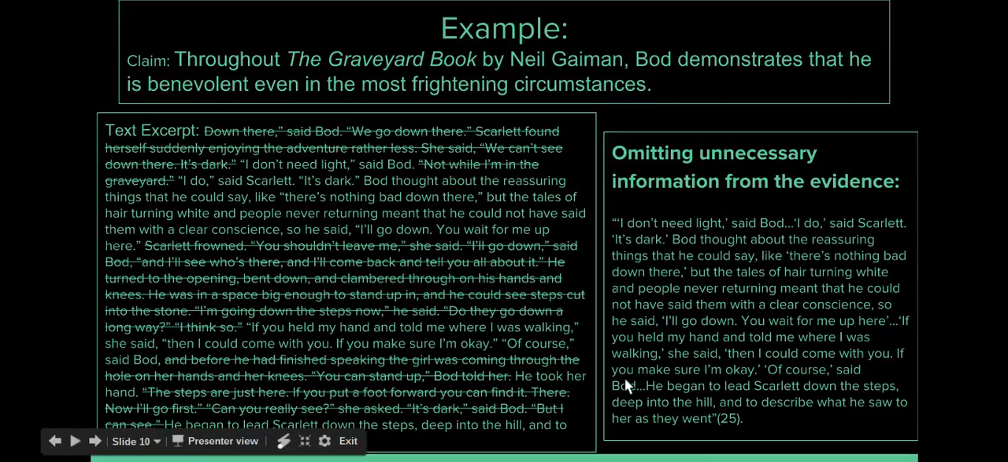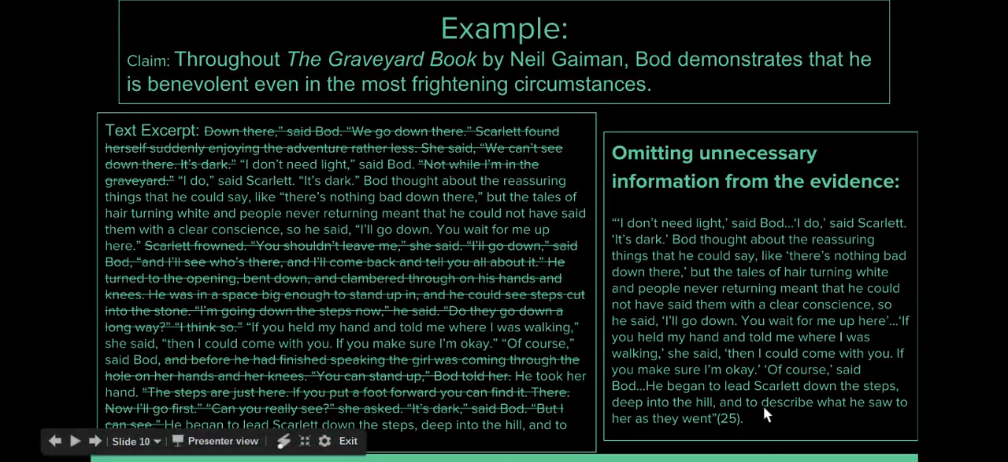"Of course," said Bod. So again, this is more evidence that's going to help prove he's benevolent, and I'm taking out all the pieces I don't need. And again, I'm going to use another ellipsis to cut out some of the parts I don't need and go right to the parts I do. He began to lead Scarlet down the steps, deep into the hill, and to describe what he saw to her as they went. So I could argue that each piece of this evidence I can explain in my analysis and tie to how benevolent he is.